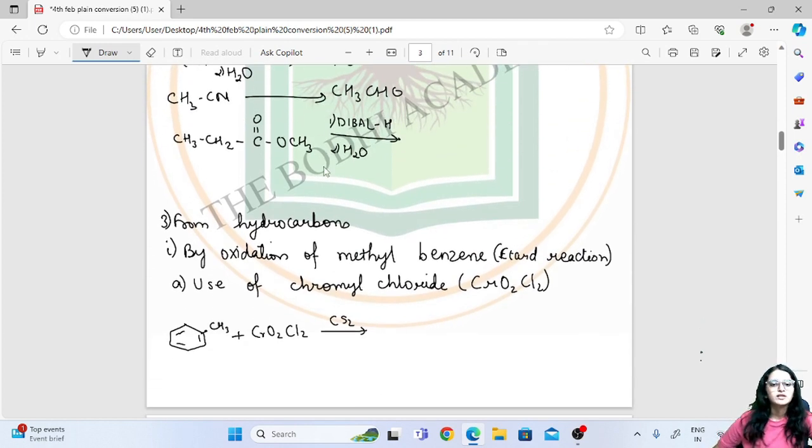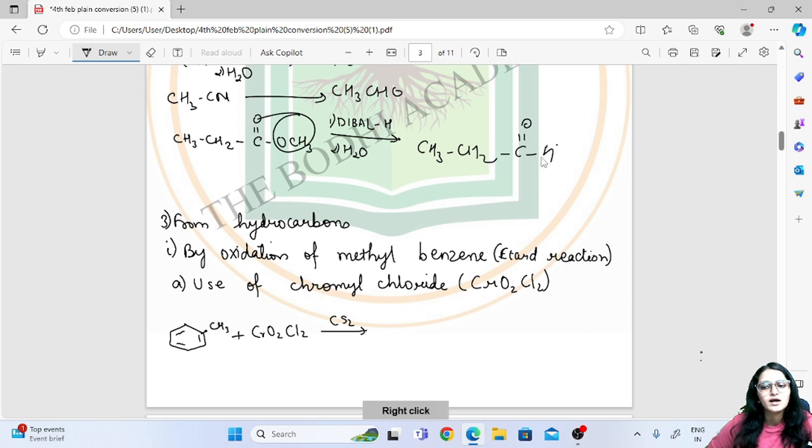Then the next reaction is of esters, wherein we are taking the esters in presence of this reagent. So this particular ester, that is CH3, CH2, C double bond O, CH3, in presence of this reagent, will give me the aldehyde, that is CH3, CH2, C double bond O, H. So this group will be eliminated, and in place of this group there will be hydrogen. It will give me the aldehyde, and the name of this aldehyde is propanal.